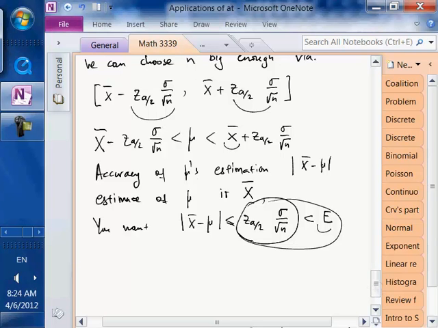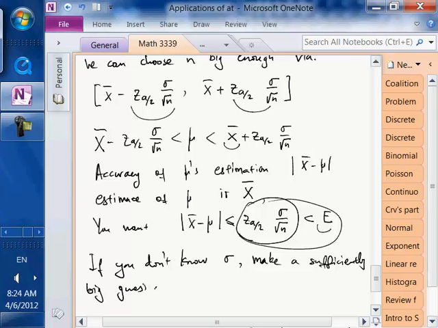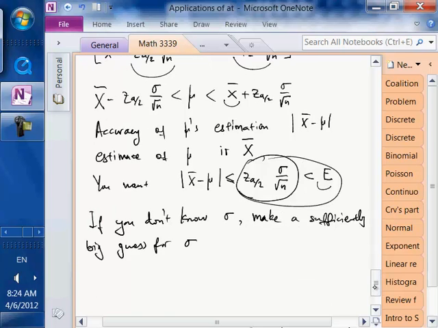Now, what you don't know here is sigma. So if you don't know sigma, estimate or make a sufficiently big guess for sigma, based on the mechanics of the problem or on what you're trying to measure. For example, if I'm trying to measure the height of people, I can make an estimation for sigma to be 1 foot, plus or minus 1 foot. That may sound very big, but it's only being used to determine the sample size, not to determine the statistics. So with that guess of sigma, we solve this inequality.